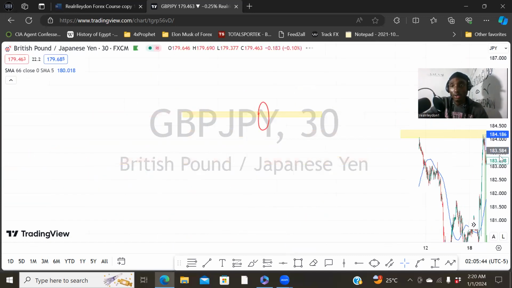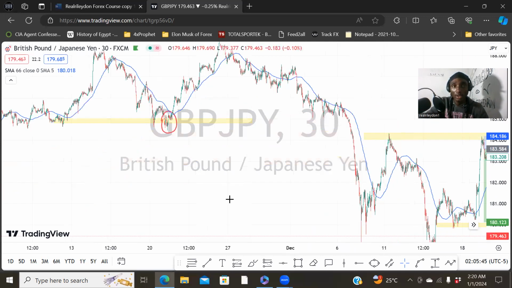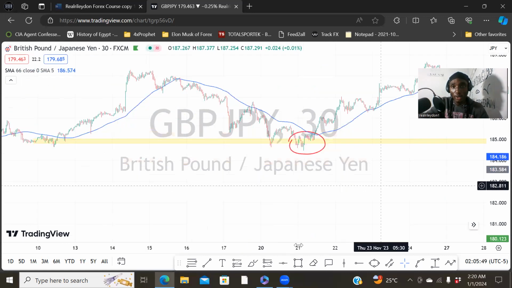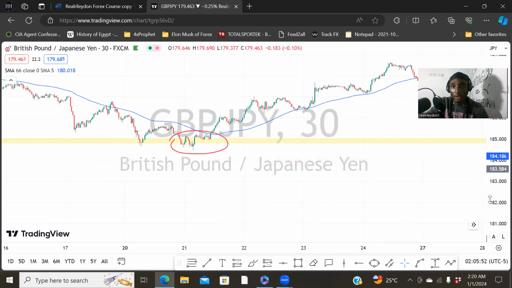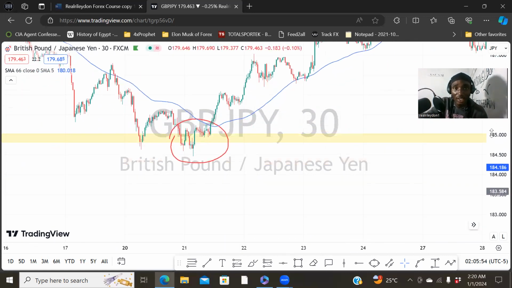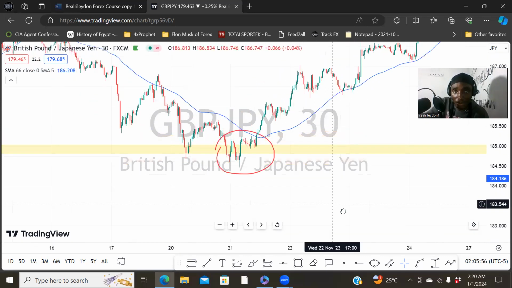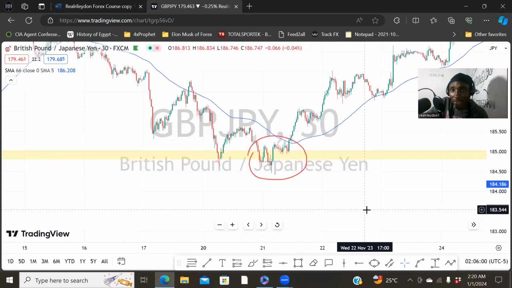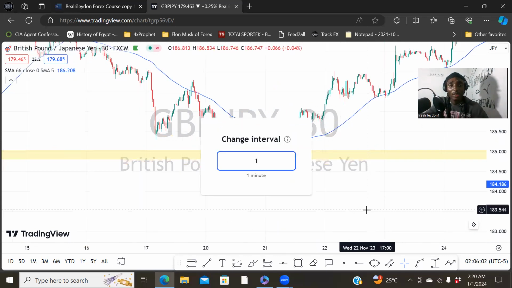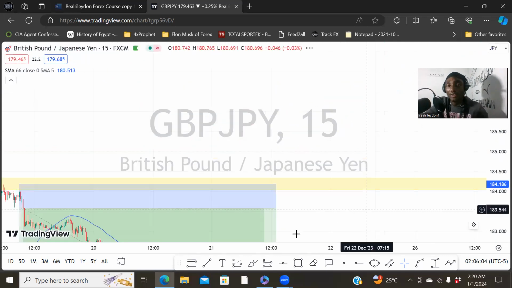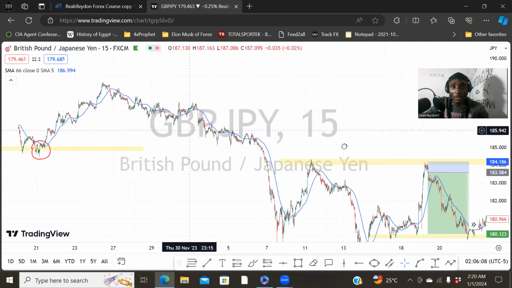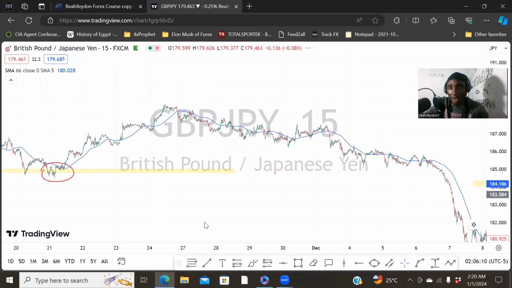If not, we'll be going down to our 15-minute time frame to see if there's any possible entry. I'm not seeing any possible entry right here on the 30-minute time frame, so we'll go down to our 15-minute time frame. So let's see. We're looking for buys in the market.